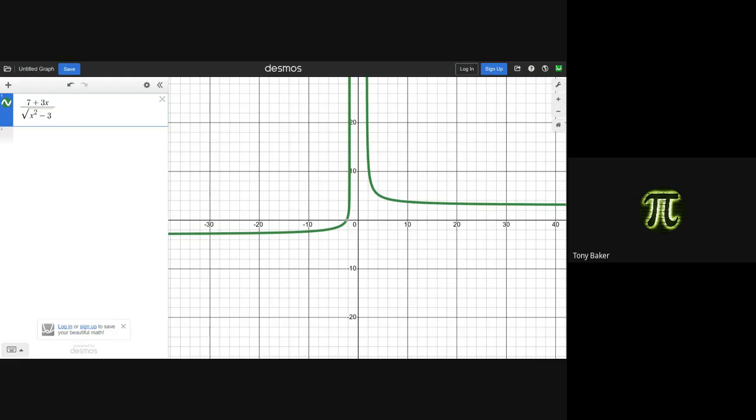For the test, will we be able to use a decimal spread? Yes, you can. Anything I use in class, you can use on the test. All right, we're done.